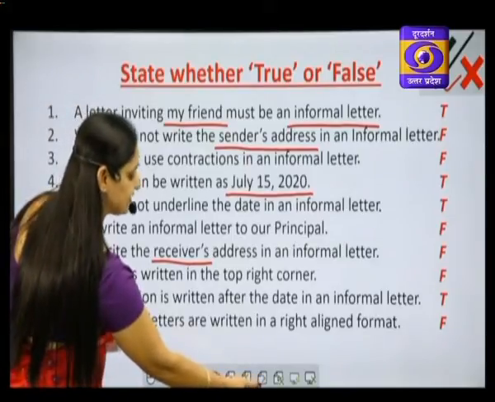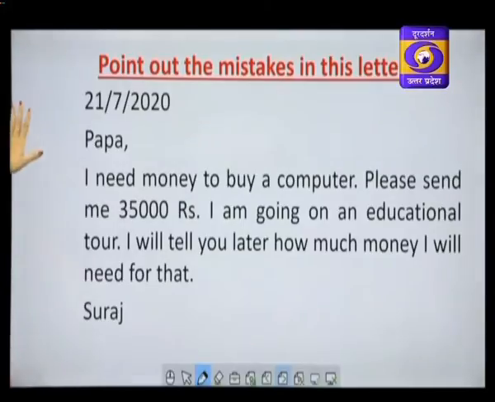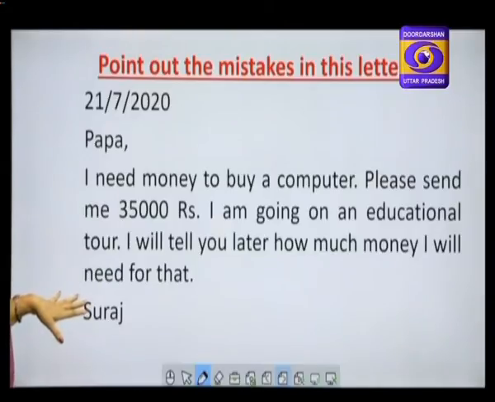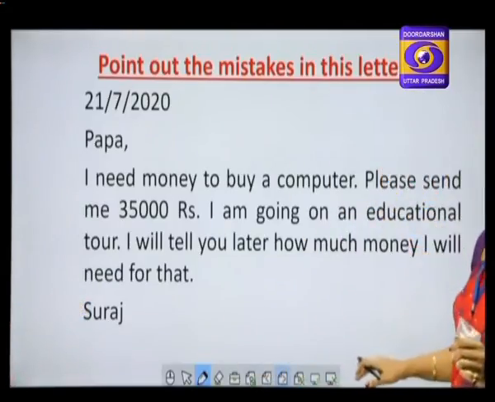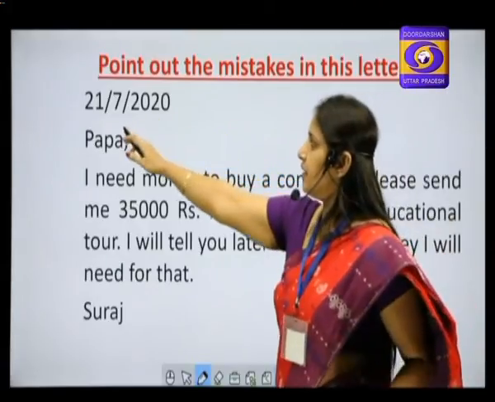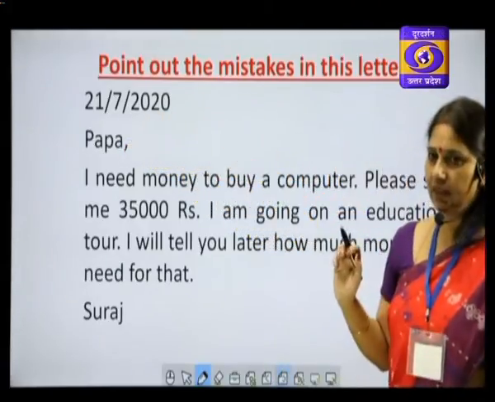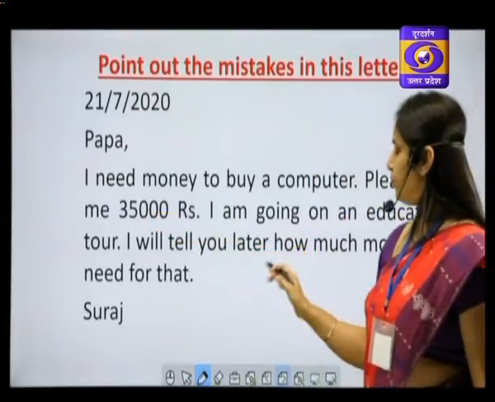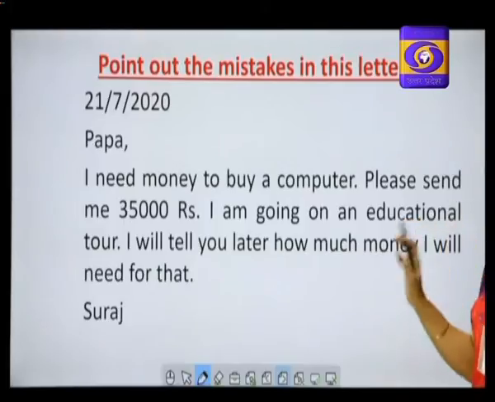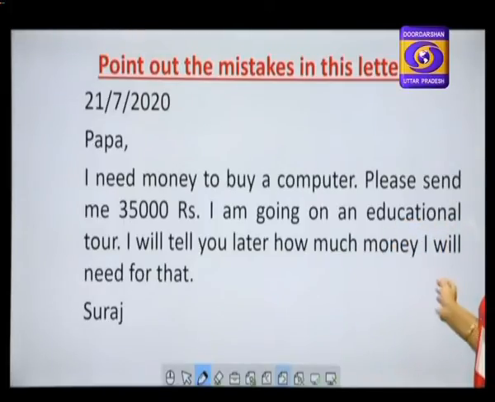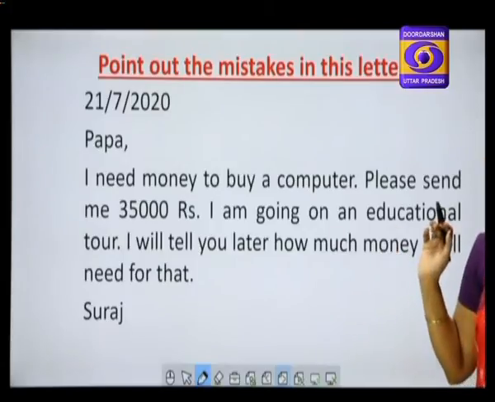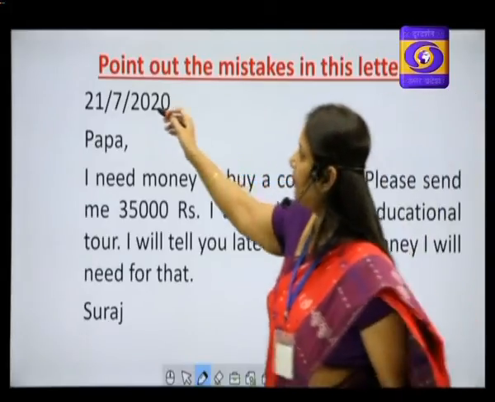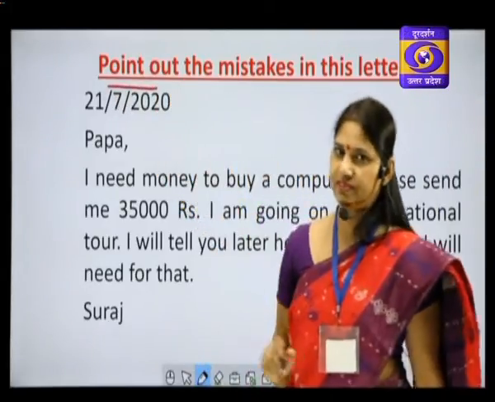Hope you have got them all correct. Now let us proceed. Point out the mistakes in this letter. Here is a letter for you, an informal letter. Do you think it is written correctly? The first thing the person writes is the date, 27/7/2020. Then he writes, "Papa, I need money to buy a computer. Please send me 35,000 rupees. I am going on an educational tour. I will tell you later how much money I will need for that. Suraj." Now, what is the mistake? First thing, he has not written the sender's address, which is the first step.